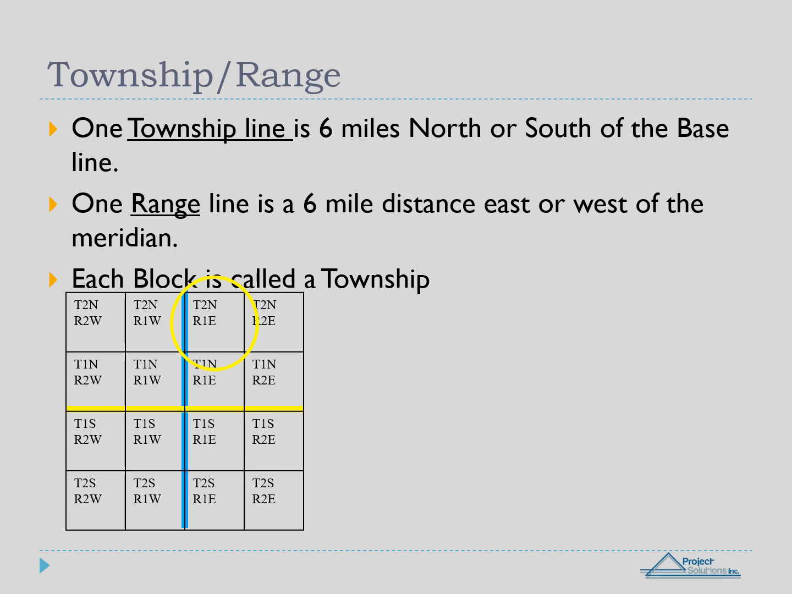What does T2N R1E tell us, and how far is the southwest corner of the township from the baseline? And then, how far is the same corner from the meridian? Well, T2N R1E tells us that this is the second township north of the baseline in the 5th principal meridian and the first township east of the meridian. The southwest corner of the township is 6 miles north of the baseline and 0 miles east of the meridian.